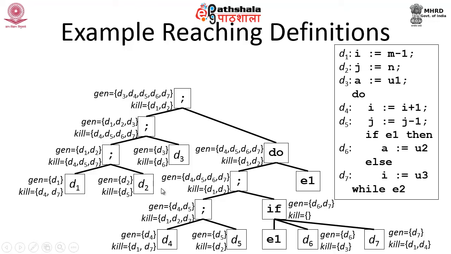Now, what about the kill of this statement? It is D5, because all definitions of J is nothing but D2 comma D5. So, D2 comma D5 minus D2 will result in D5, that is why this has got a D5. Similarly, D4 is defining I. So, all definitions of I is D1, D4 and D7 minus this definition of I, D4, therefore this is D1 comma D7. So is the case for D5, D6 and D7.